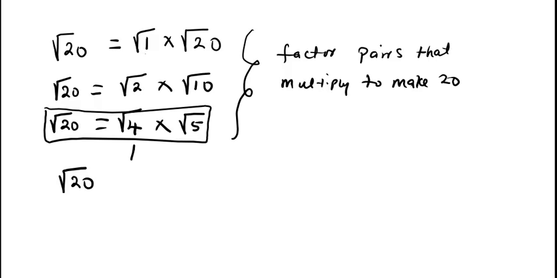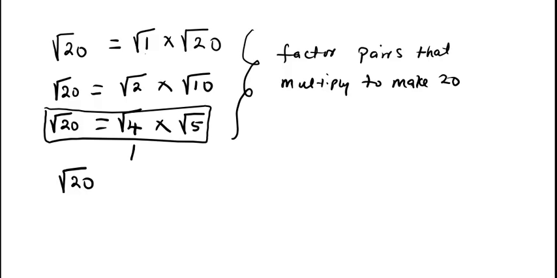20 is not a perfect square. We have this 2 and 10. 10, being the largest number here, is not a perfect square. But look at this, we have 4 and 5. 4 is a perfect square and it is larger.